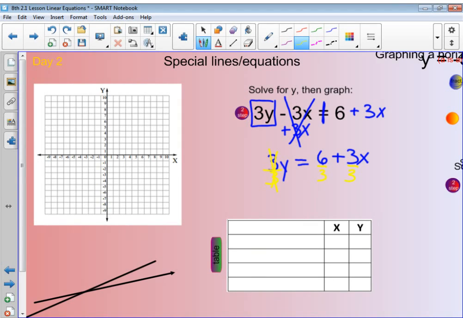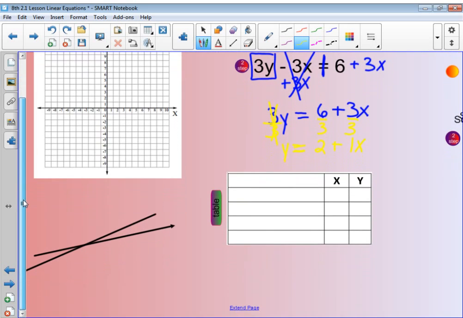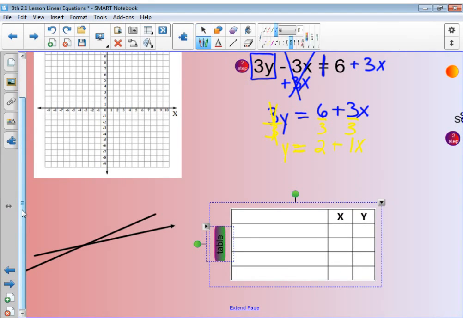Okay, so now I have y equals 6 divided by 3. Whoops, that's a bad equal sign. 6 divided by 3 is 2. Plus 3 divided by 3 is 1. And my x. Now, when you guys are working through these, you are used to seeing the x in that front position.